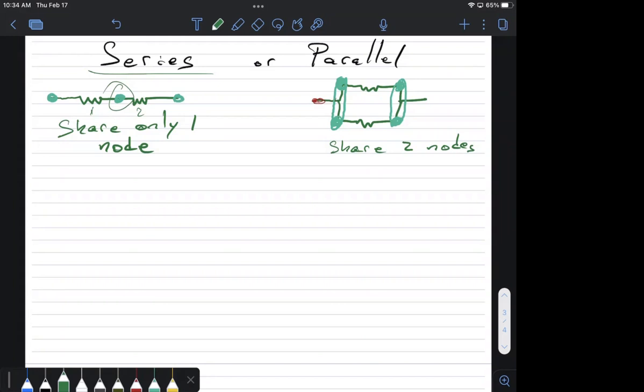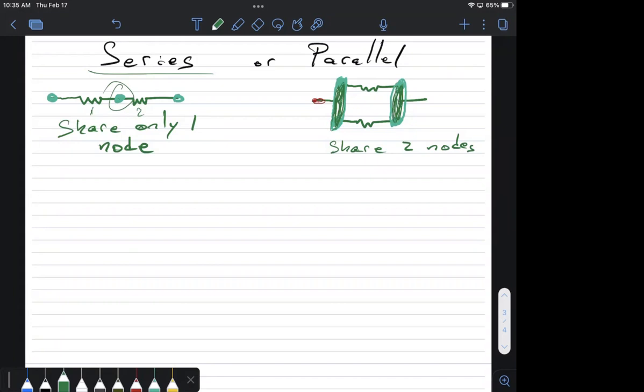Whereas in the parallel case over here, these two resistors share this right side node together. They both have it. And they share this, the left side and the right side node. So both of these resistors are touching both of these nodes. Since they share two nodes in common, those resistors must be in parallel. So that's the second way of doing it.